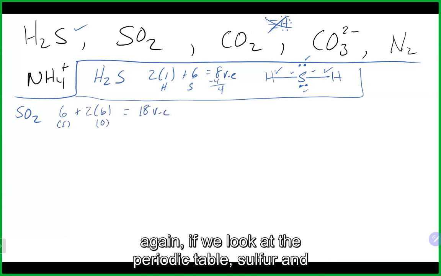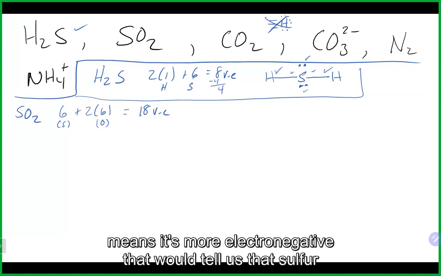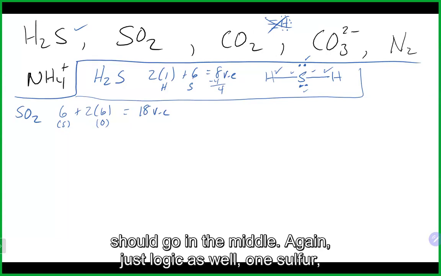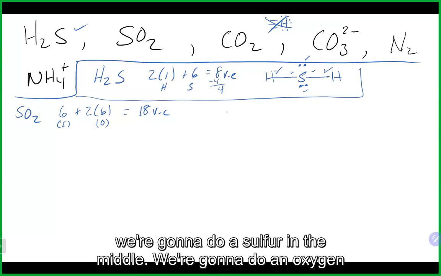Once again, if we look at the periodic table, sulfur and oxygen are in the same group. Oxygen is further up, which means it's more electronegative. That would tell us that sulfur should go in the middle. Again, just logic as well: one sulfur, 2 oxygens, probably that's the guy in the middle. So we're going to do sulfur in the middle.